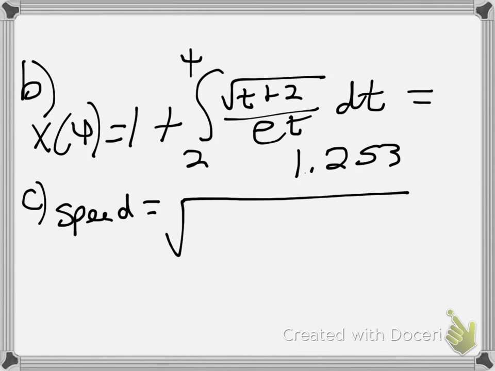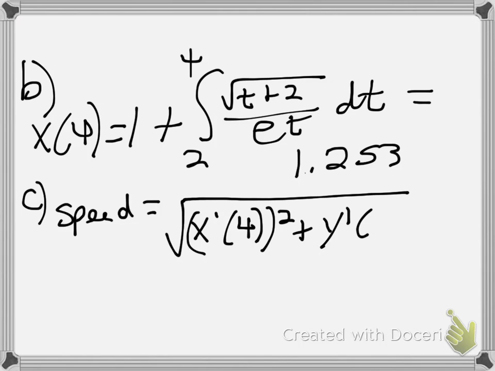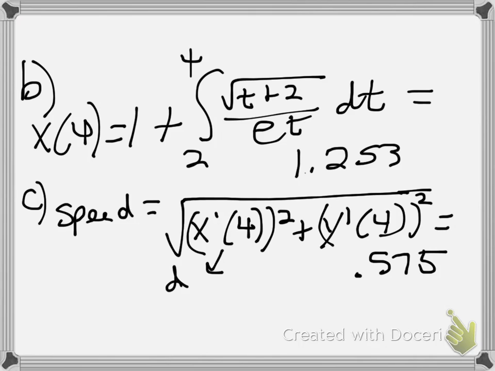Again, I'm just going to show some shorter notation. We take the derivative of x, dx dt squared, at 4 plus the derivative of y, dy dt squared, at 4. You can use y prime for these. It's just shorter notation. If you want to use dx dt and dy dt, you can. Plug it in the calculator, you get 0.575. Again, this is dx dt, this is dy dt, which is given to you in the original problem.